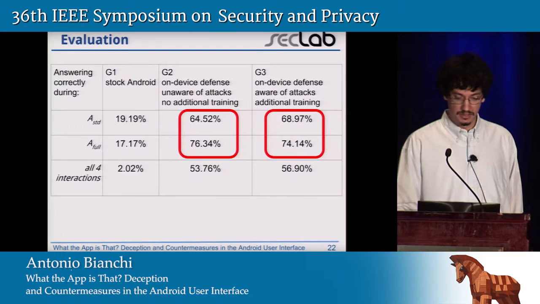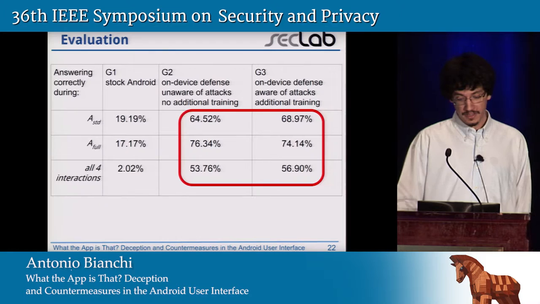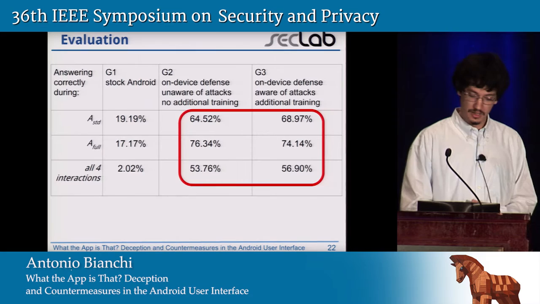And we can also see that group three performed only slightly better than group two. And this may be because in group three the explanation we gave was not good enough, or simply because group two was already informed enough.